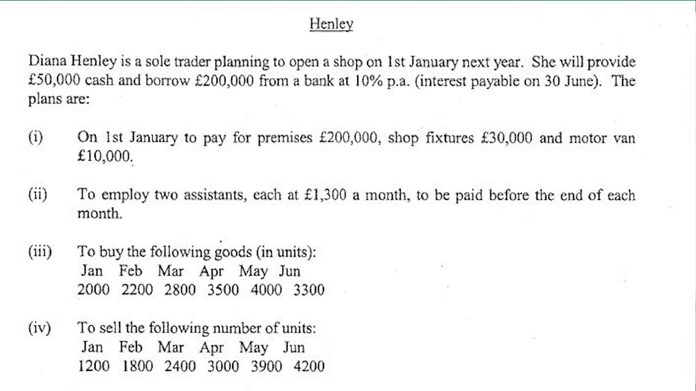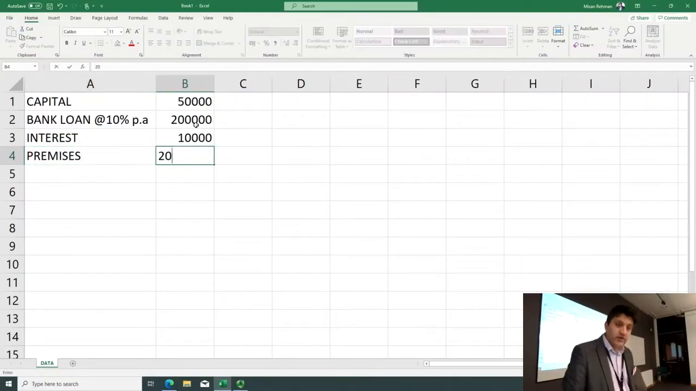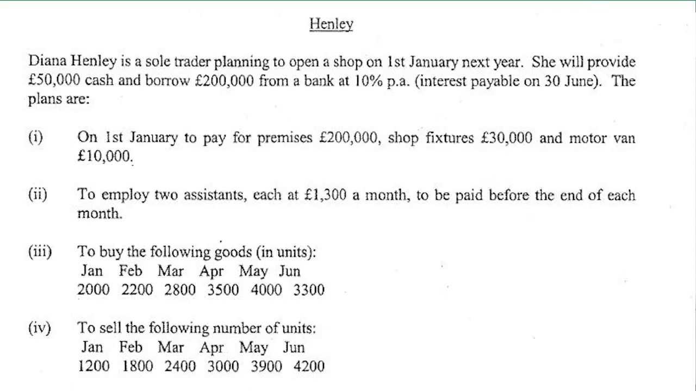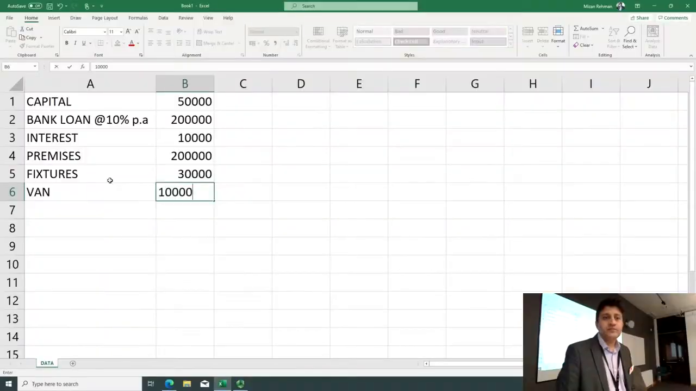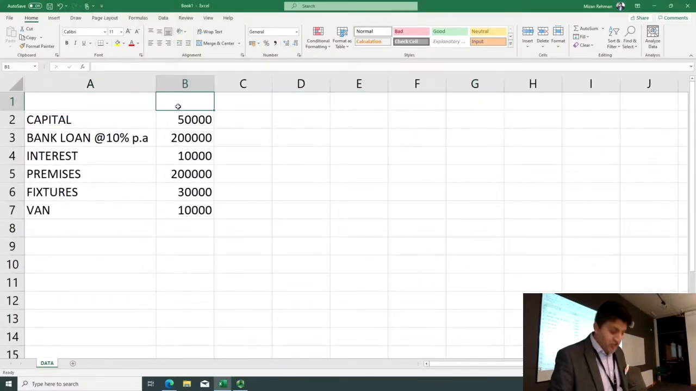Assumption number 1, although these are also assumptions: on 1st January, to pay for premises, 200,000. She is buying her own building for the business. Fixtures 30,000 and land 10,000. Then we have to employ, so all of our capital expenditures done, to employ 2 assistants each at 1,300 a month to be paid before the end of each month. All this is happening so far in January.